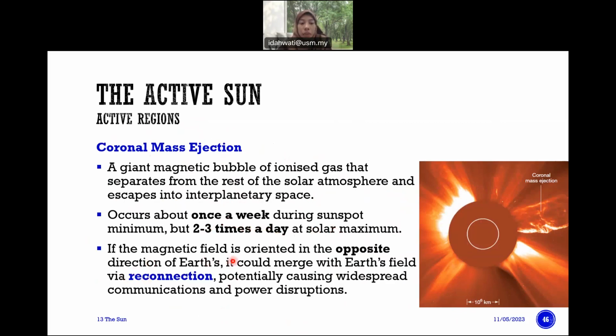So if the magnetic field is oriented in the opposite direction of the Earth's, it could merge with Earth's field via reconnection and potentially cause widespread communication and power disruptions to happen.